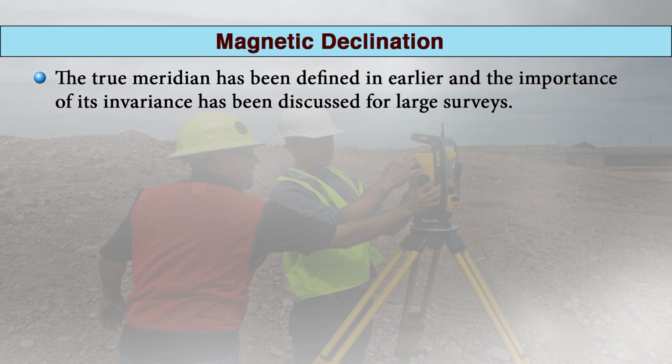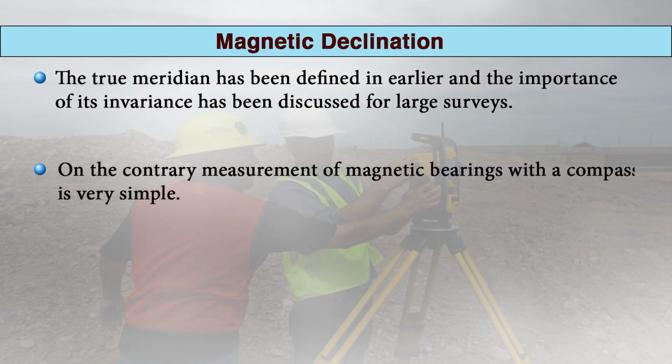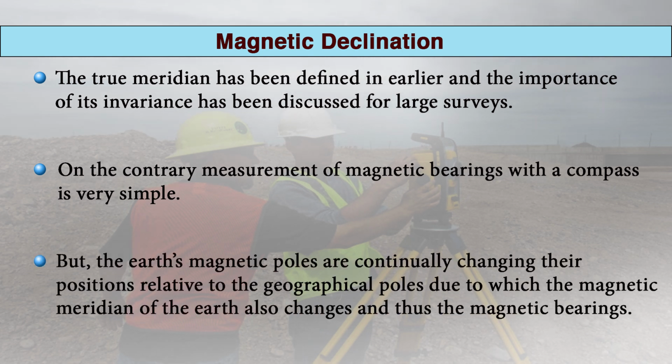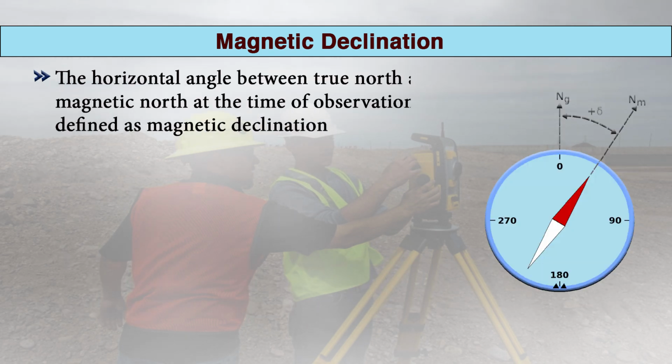The true meridian has been defined earlier and the importance of its invariance has been discussed for large surveys. The exact determination of true meridian requires astronomical observations. Therefore, the measurement of true bearing in field will be tedious. On the contrary, measurement of magnetic bearing with a compass is very simple, but the Earth's magnetic poles are continually changing their position relative to the geographical poles, due to which the magnetic meridian of the Earth also changes and thus the magnetic bearings. So, what is magnetic declination?